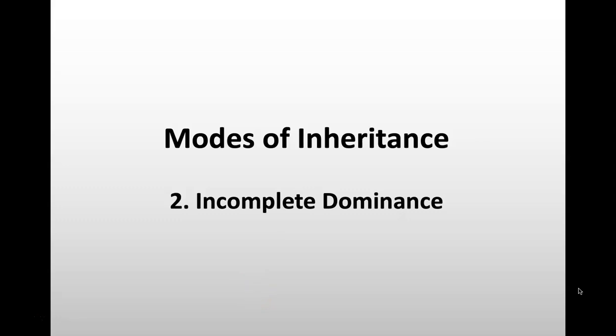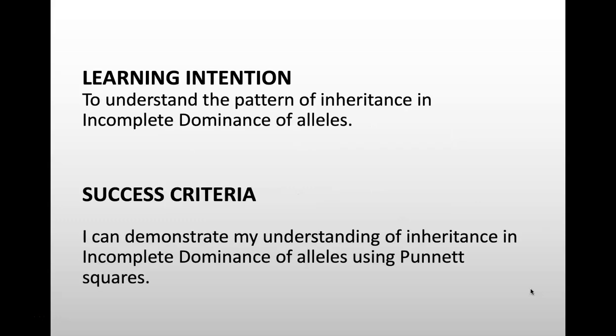Hello, let's look at our second lesson in our trilogy of modes of inheritance of alleles. Our second lesson today is looking at the inheritance of incomplete dominant alleles. By the end of this lesson, you should be able to demonstrate your understanding of inheritance of incomplete dominant alleles using Punnett squares.